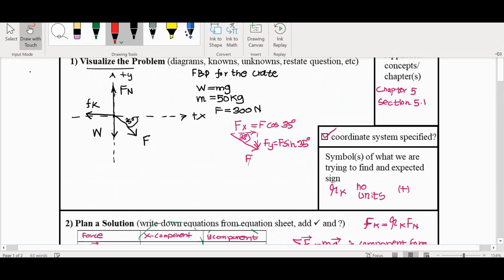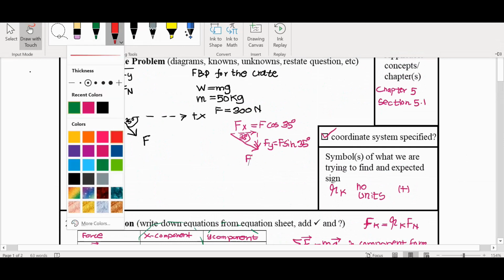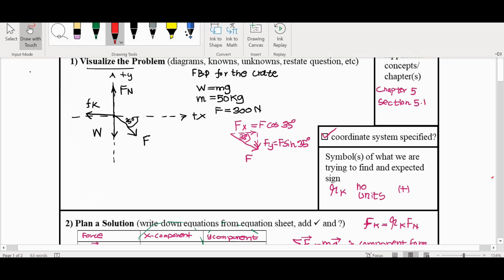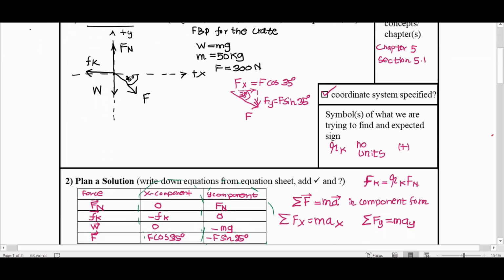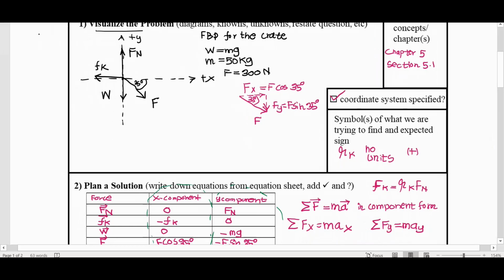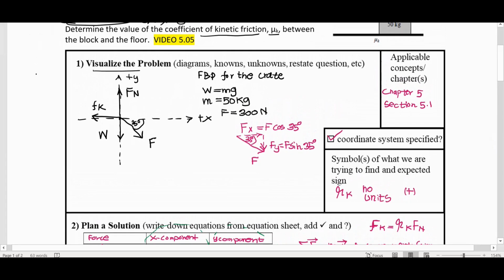So you can see normal force is acting up, and then there's weight acting on the crate, and then the applied force, and then kinetic friction. And we resolved the x and y components of the applied force, and we specified the coordinates. Really important. You can see in the exam you get points for specifying your coordinates. Very important. Make sure you guys do that when you solve a problem.